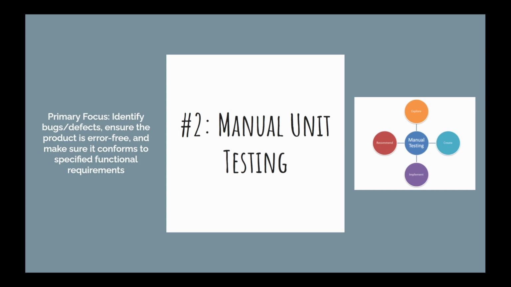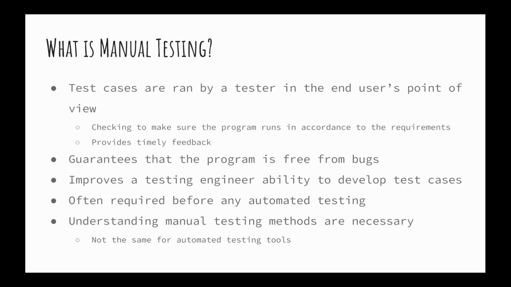Its primary focus is to identify bugs and defects, ensure the product is error-free, and make sure it conforms to specified functional requirements. So what is manual testing? These are test cases that are run by a tester from the end user's point of view. It is used to check that the program runs in accordance with the requirements and provides timely feedback. It also guarantees that the program is free from bugs. The tester has to make sure that all bugs and defects that might inconvenience the end user are gone. So they have to delve deep with the testing to make sure everything runs smoothly.